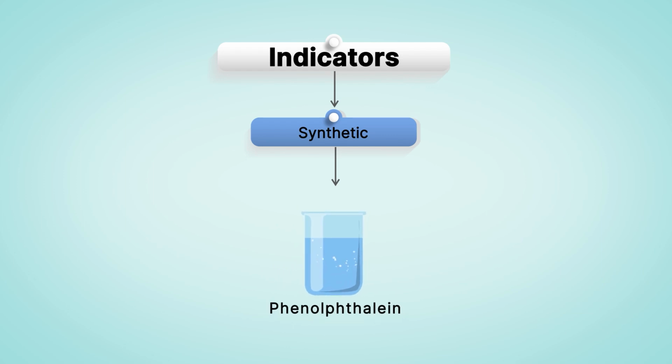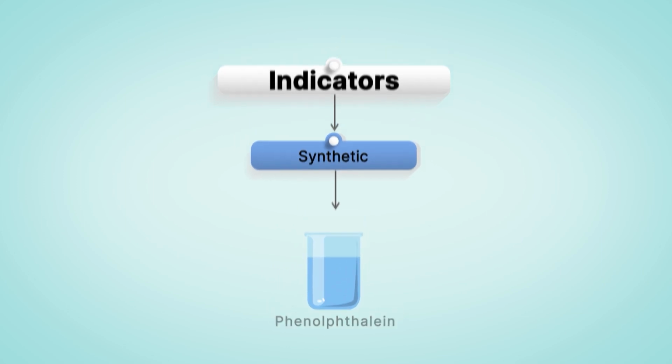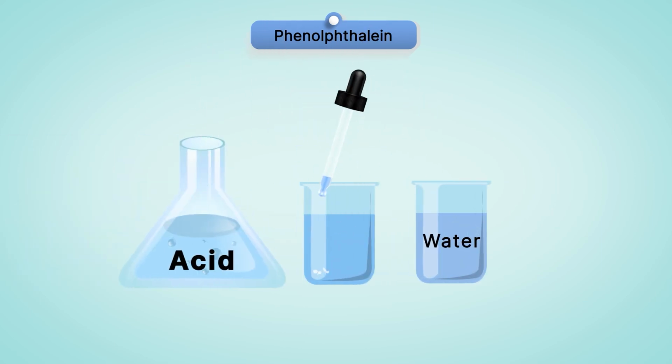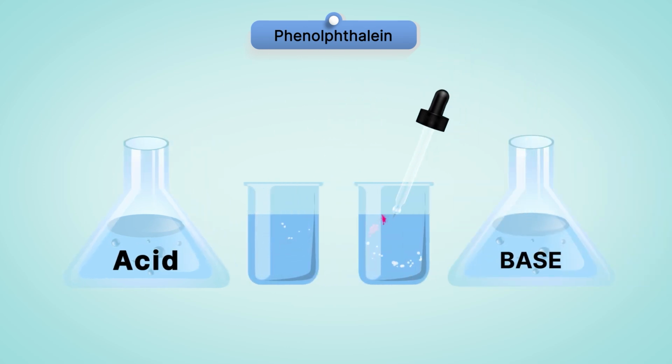It is another widely used synthetic indicator. If you dissolve this chemical in water, it will give you a colorless solution. If you mix it with acid, it remains colorless. However, if you add any base, it will instantly change to beautiful pink.